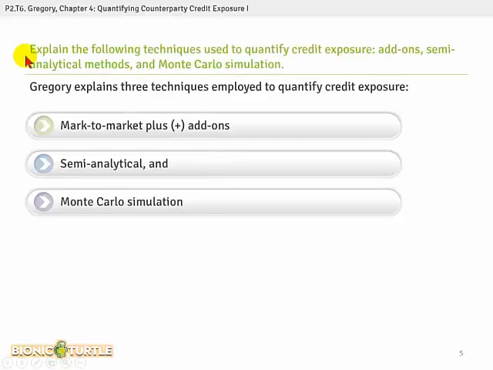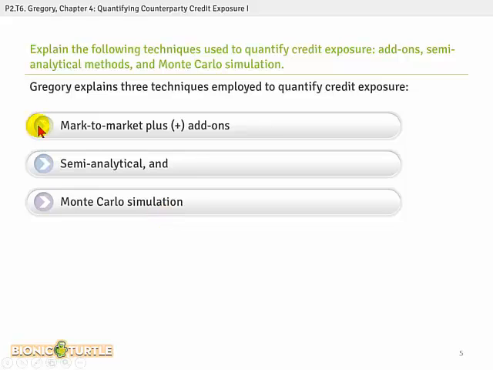And so we start with the learning outcome. Explain the following techniques you use to quantify credit exposure. And there is a sequence or hierarchy here where Gregory illustrates or explains the mark-to-market plus add-ons. So we could call this the add-on approach. You can see that in the aim. And then there's the semi-analytical, and finally the most sophisticated being the Monte Carlo simulation.